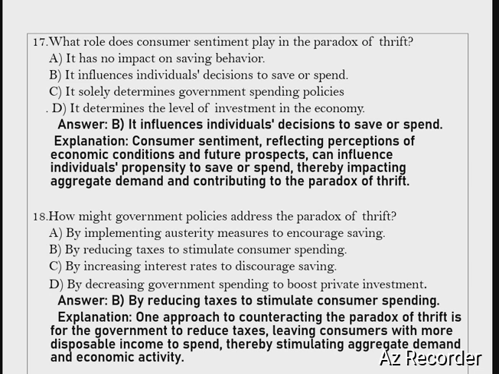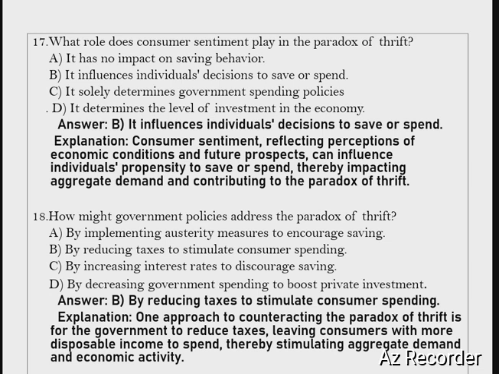Next question is, how might government policies address the paradox of thrift? Option A, by implementing austerity measures to encourage saving. Option B, by reducing tax to stimulate consumer spending. Option C, by increasing interest rate to discourage saving. Option D, by decreasing government spending to boost private investment. Correct answer is option B.